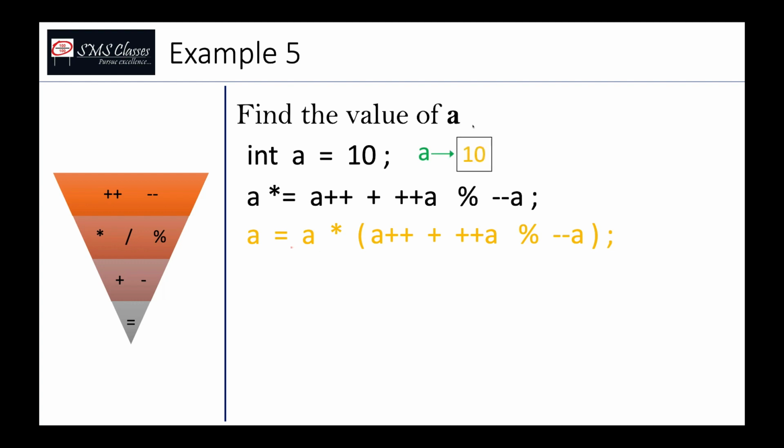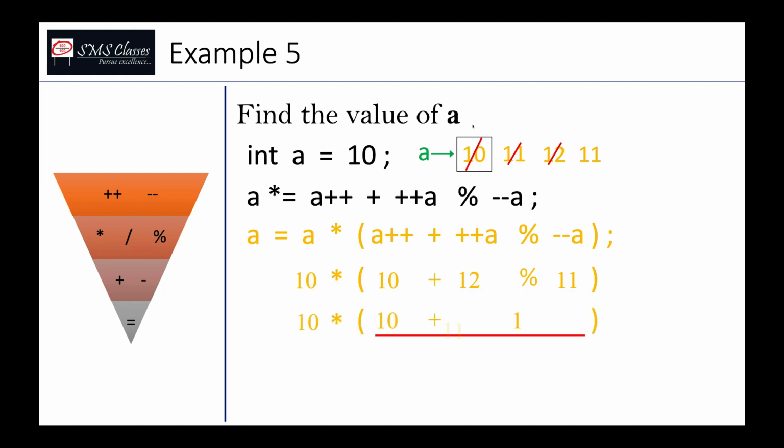That is, A value is 10, A plus plus substitutes 10 and increases, plus plus A increases and substitutes, minus minus A decreases and substitutes. The next precedence is modulus within the parenthesis. So 12 mod 11 is 1, then plus 10, which is 11. Now I multiply that with 10. Hence, A value is 110.